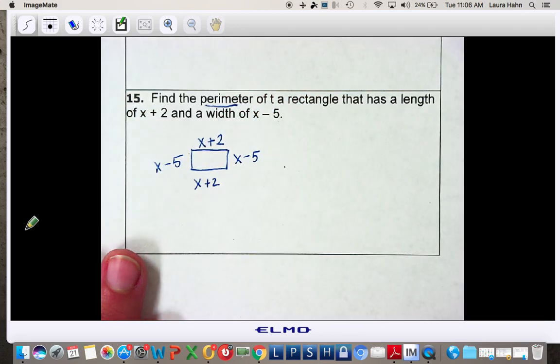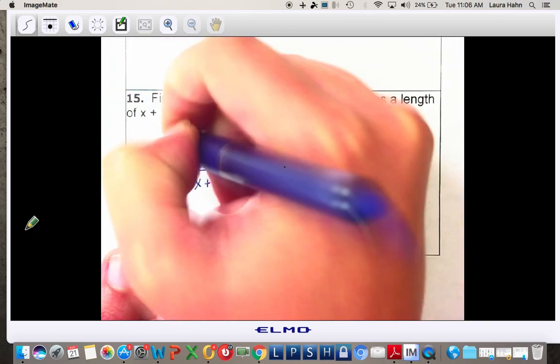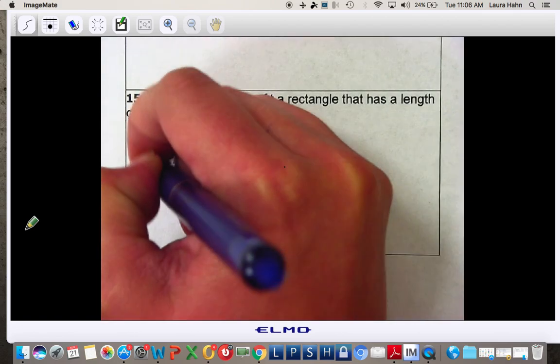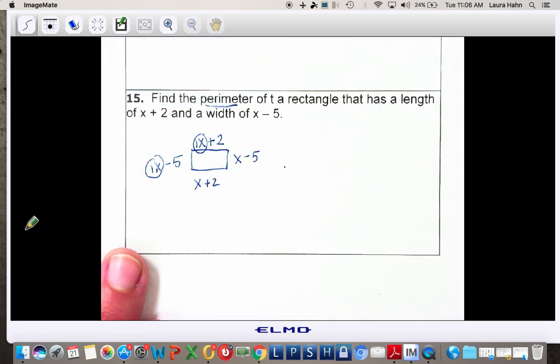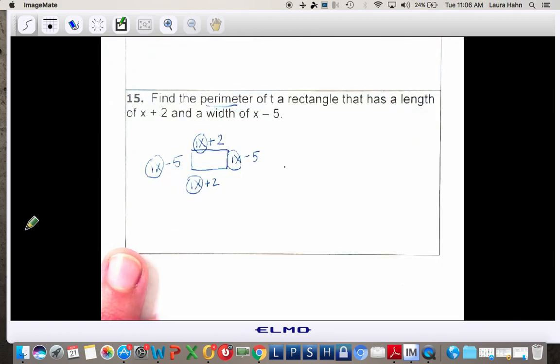Now that I have all of my sides labeled, I need to add them up. So take what look alike, add them together, and we will be done. Okay, so we start with letters first. So I see x's. I see 1x here, and you can put that 1 out front if you need to. I see 1x here, 1x on the bottom, and 1x on the right.